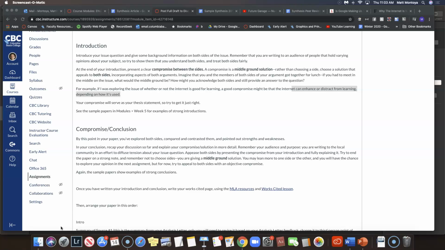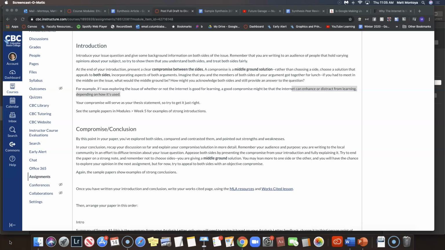So if I were doing another example in addition to this one, let's say my argument was about whether or not CBC needs to have more parking spaces on campus. So one side says, no, we can't afford it. The other side says, yes, we need more parking spaces. So the question to ask yourself is, what is a middle ground solution to this? We've got a no and a yes. So a middle ground could be something along the lines of, CBC will add more parking spaces, but they're going to need to increase tuition to make up for the spending cost for the new parking lot. So that way you kind of satisfy both sides.